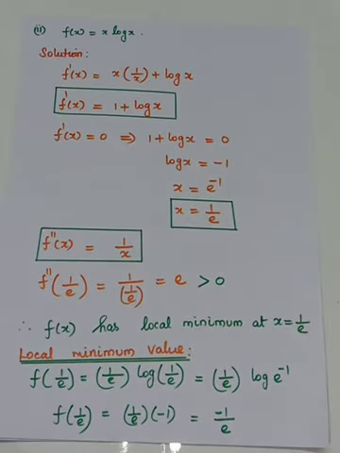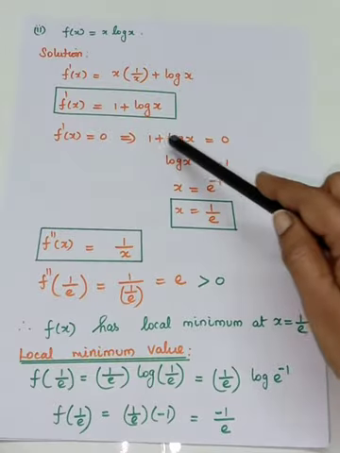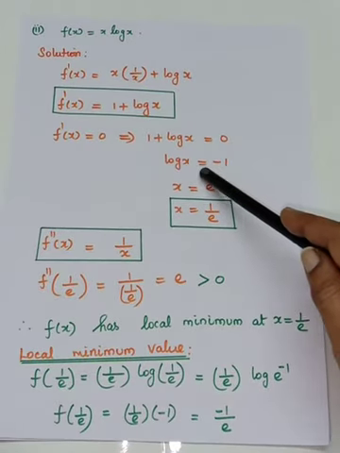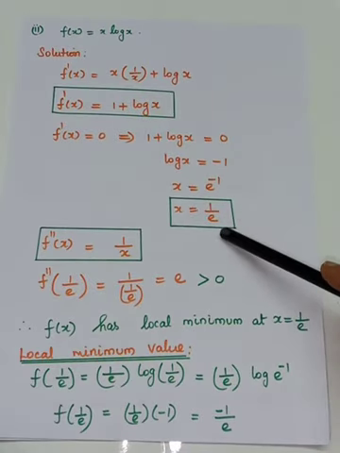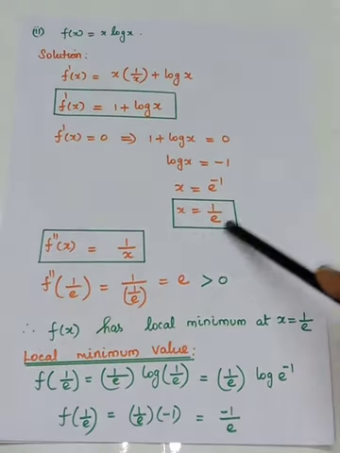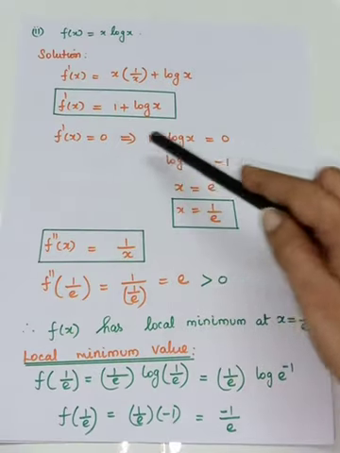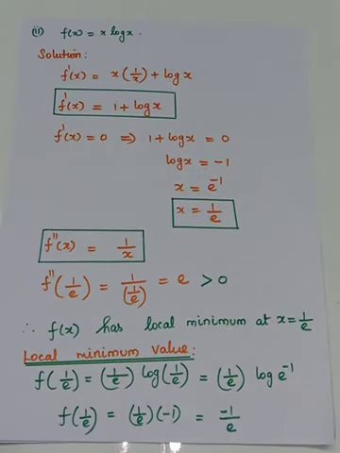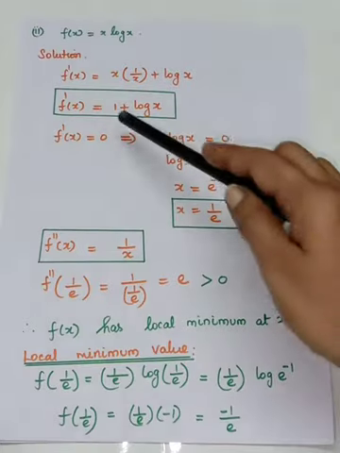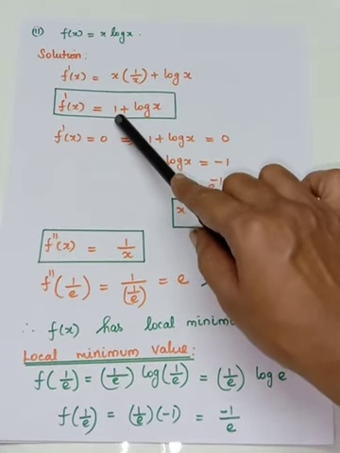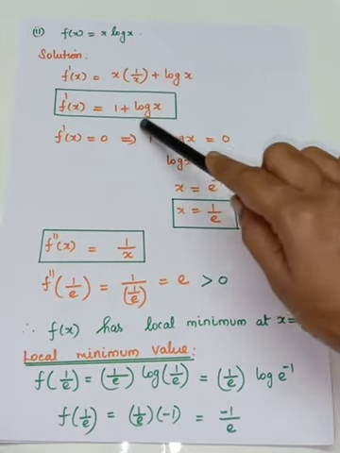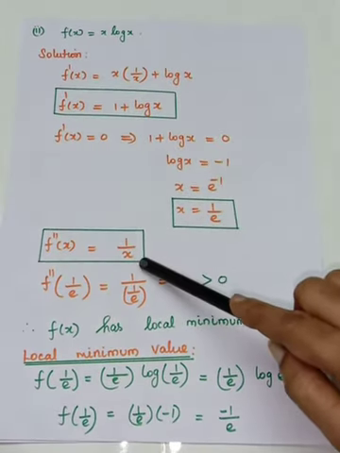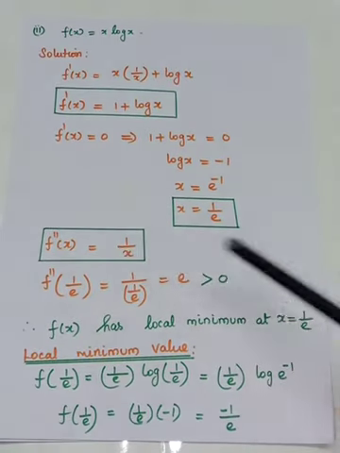Second step, you have the first derivative, you have to equate it to 0. So 1 plus log x is equal to 0, log x is equal to minus 1, so x is equal to e power minus 1, that is 1 by e. So we have found the points by equating the first derivative to 0. Next you have to find the second derivative. In the first derivative you have 1 plus log x. When you differentiate with respect to x, the differentiation of 1 is 0 and the differentiation of log x is 1 by x. So we have found the second derivative also.